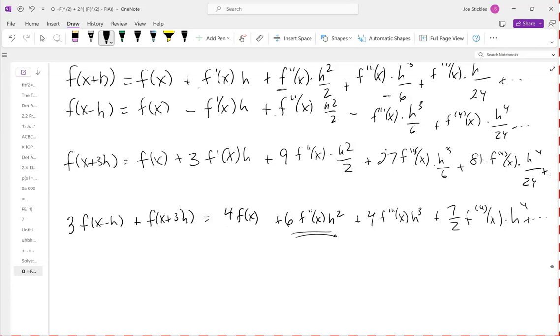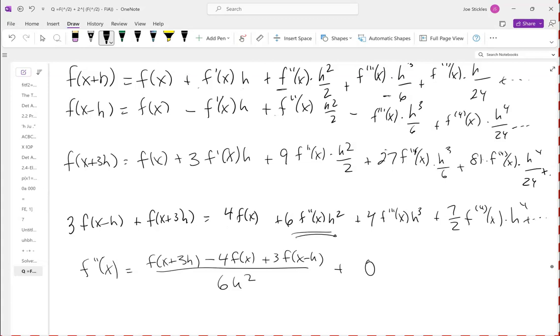So if we solve for this piece, that's where your f of x is going to come in when I subtract. So we'll have the second derivative at x will be, I'll write it this way, f of x plus 3h minus 4f of x plus 3f of x minus h all over 6h squared. And then there is an error term on the end, right? All the signs would flip when I move it to the other side, but I'm not too worried about the signs.